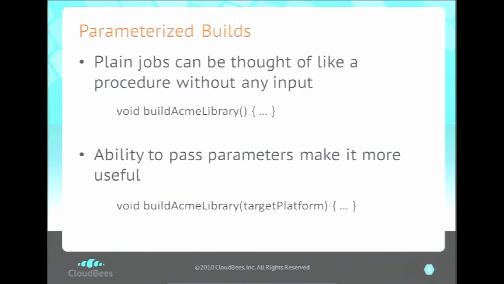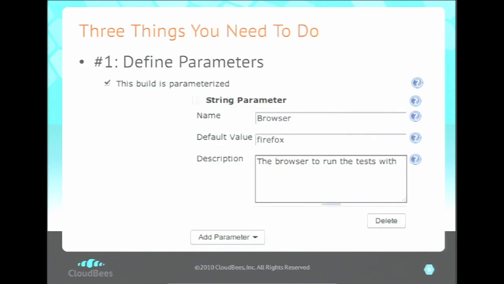As programmers, we can all see the value in being able to do this. Defining a parameter, parameterizing a build, is actually pretty easy. There is one interesting-looking checkbox in the job configuration UI, which tells Jenkins that you can parameterize the job. If you click the menu button down below, you can add different kinds of parameters. Here I'm adding a string parameter.